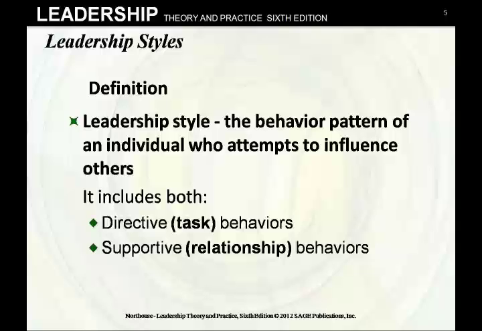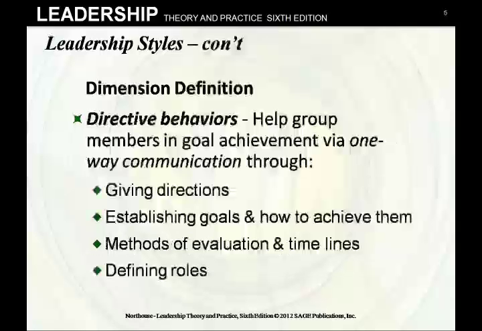The definition of this leadership style is the behavior pattern of an individual who attempts to influence others, and this includes directive behaviors, which are tasks, and supportive behaviors, which are relationship driven. So the first dimension is directive behaviors. It helps the group members in goal achievement, but it's one-way communication through giving directions, establishing goals, methods of evaluation, timelines, defining roles. So it's a leader who is directing the behaviors of their followers by one-way communication to them.